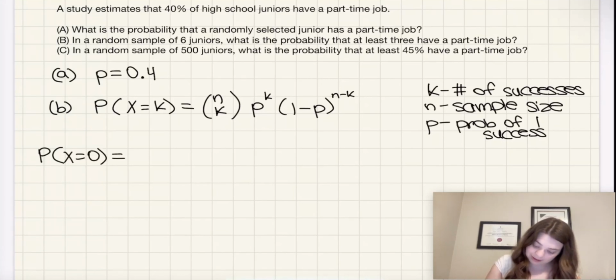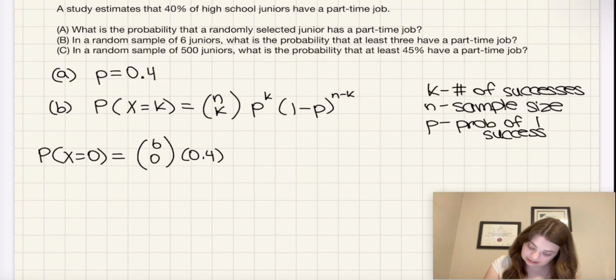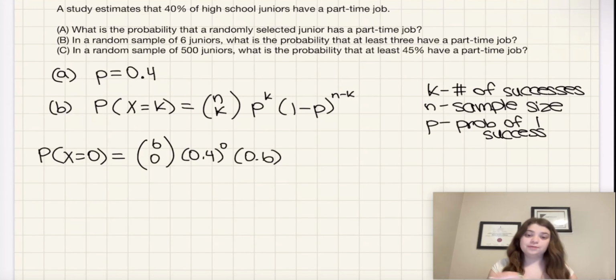So for this one, I'm going to be plugging in n is 6, and it's going to be 6 choose 0, times p to the power of k, so that's going to be 0.4 to the power of k, which is 0 in this case, times 1 minus p, so 0.6, right? So probability of one randomly selected high school junior not having a part-time job, to the power of n minus k. So that's going to be 6 minus 0, so just 6.